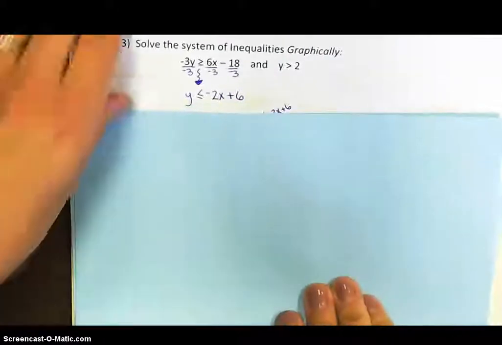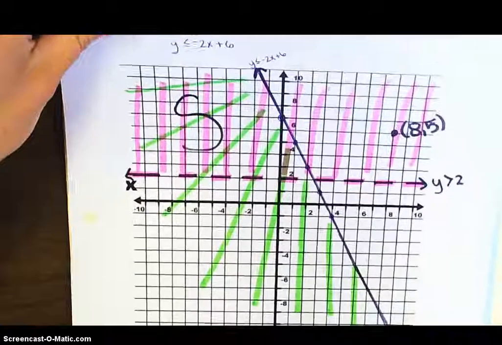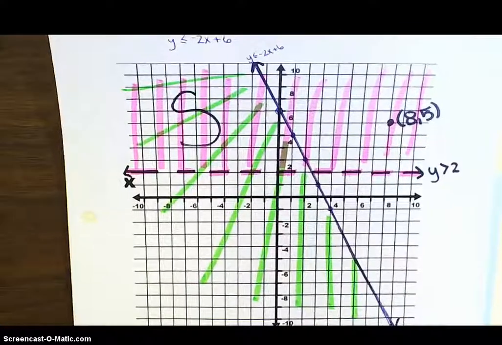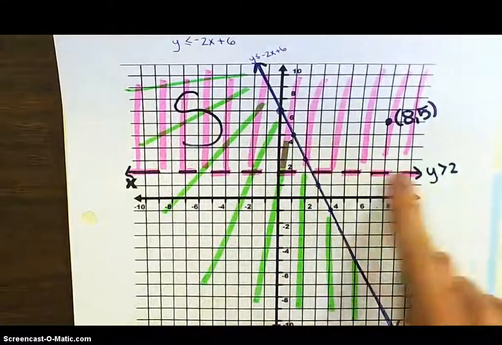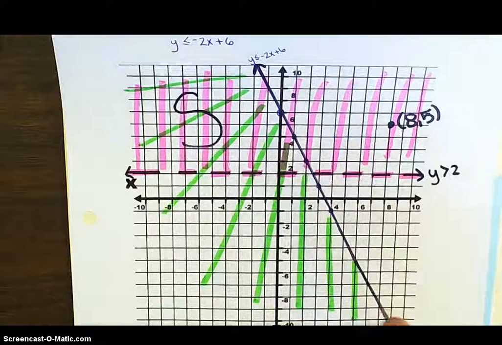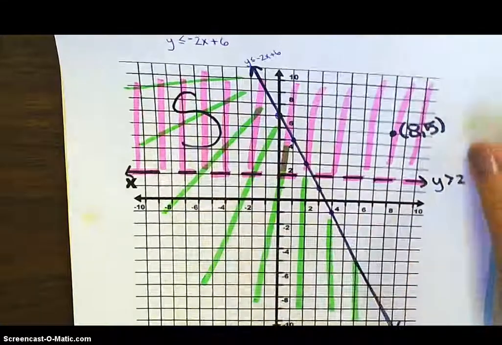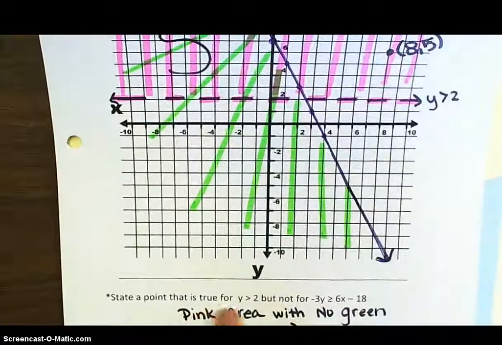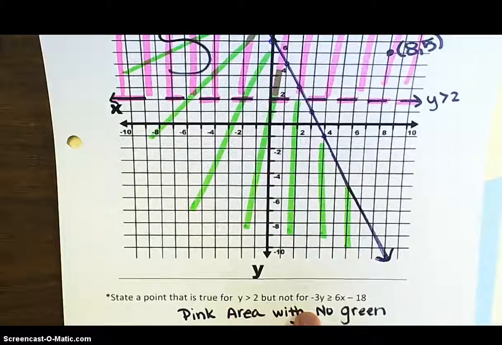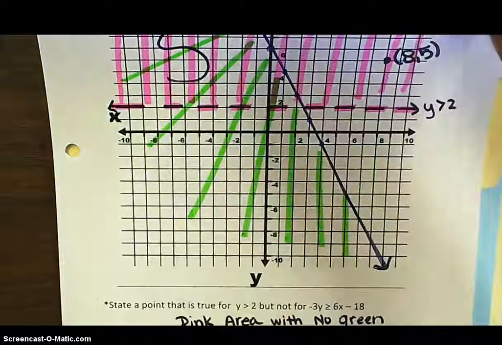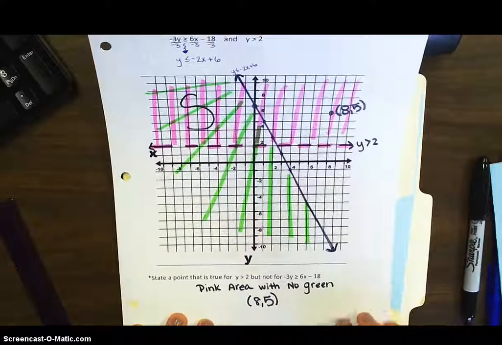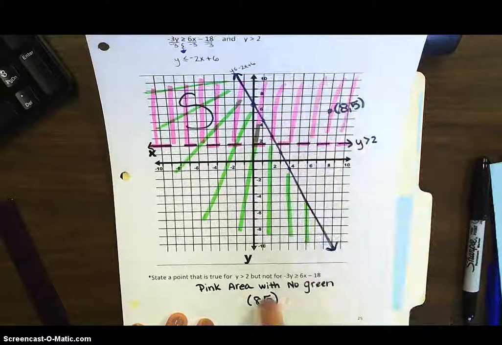All right, let's take a look and see how we did. So your graph should end up something like this. Let's just remind ourselves we should have a dotted line going across, a solid line going here with your S, and then the final question, which is true for y is greater than, but not for the second equation? Well, that would be, on my graph, the pink area, so that's true, but not true for my diagonal line.